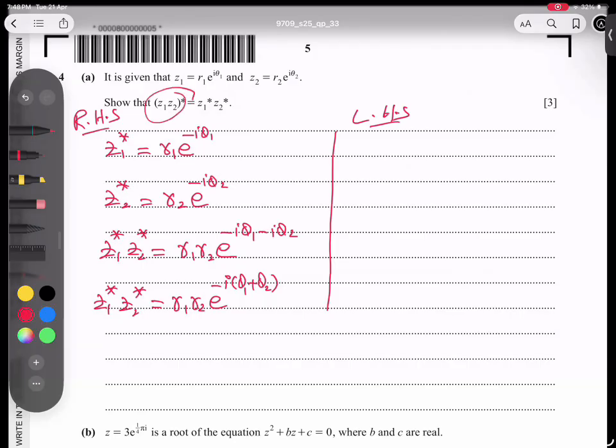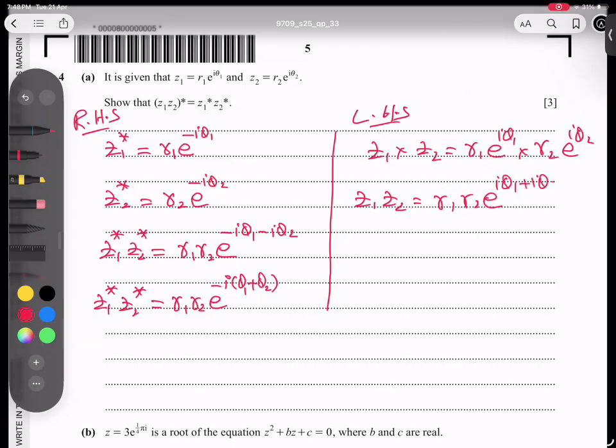Okay, the left hand side is this one. First I multiply them, Z1 times Z2. Basically I'm doing the same process, but here R1 e to the power iota theta 1 into R2 e to the power iota theta 2. Okay, clear. Now Z1 Z2 turns out to be R1 R2, because they multiply and the powers add: iota theta 1 plus iota theta 2, and I can take iota common. So I got iota times theta 1 plus theta 2.